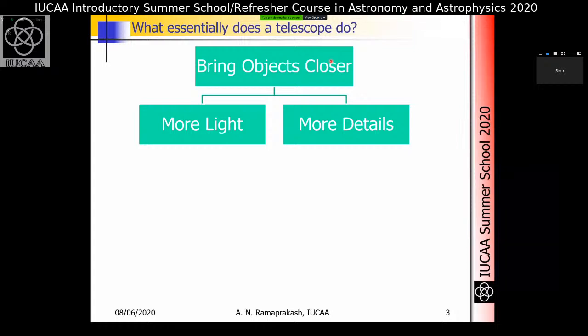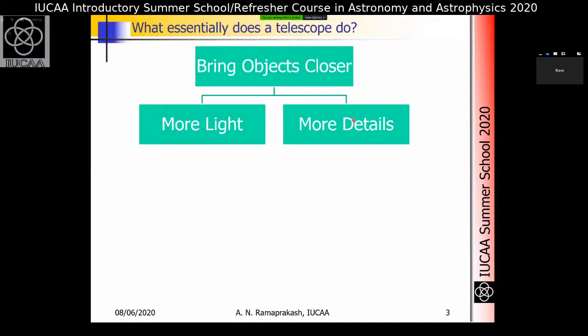When an object appears to be closer to you, you are beginning to collect more light from that object, and you will see more details of that object. A candle which is very far away, you may not even be able to see the light from it. But as the candle appears closer to you, you will start seeing light from it. You start collecting more light from the candle and you start seeing it.